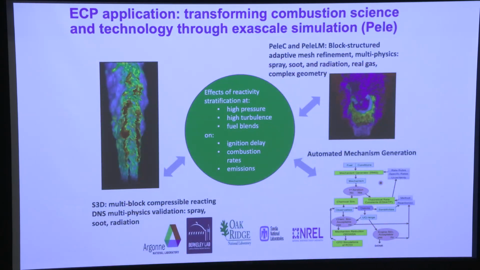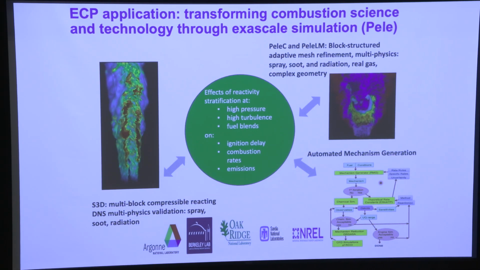So one of the projects that was formed was Combustion under the Exascale Computing Project, or ECP as it's known. And here in this project, we developed block-structured AMR, adaptive mesh refinement codes. The compressible code is called PELI-C, and PELI-LM then is our low-mach code. We've added multi-physics capabilities to this code, including spray, soot, radiation. We have a real gas equation of state using Soave-Redlich-Kwong formulation. And it also includes embedded boundaries and cut cells to treat complex geometries.